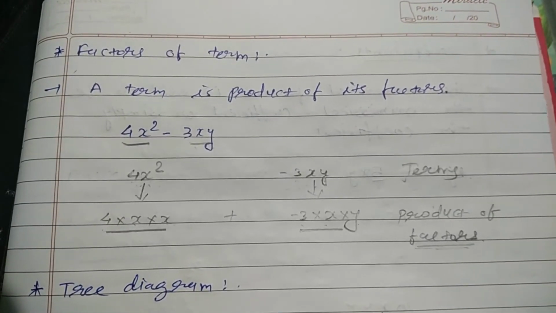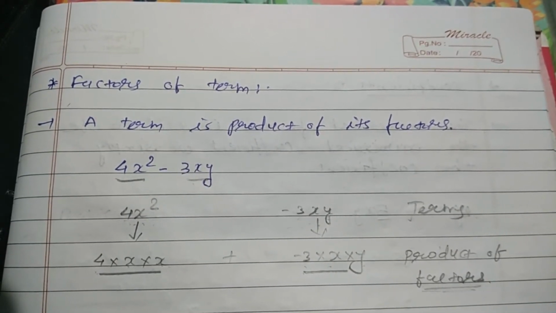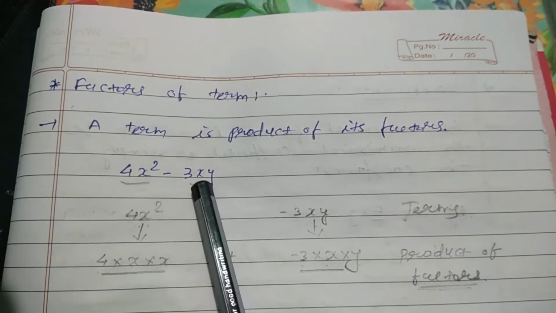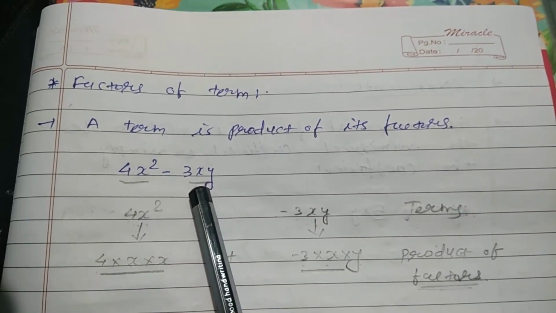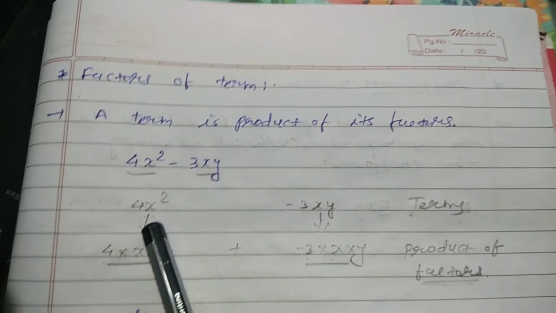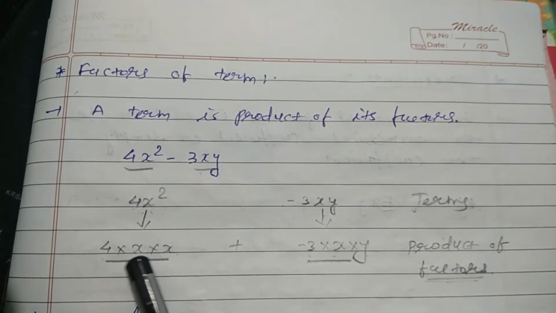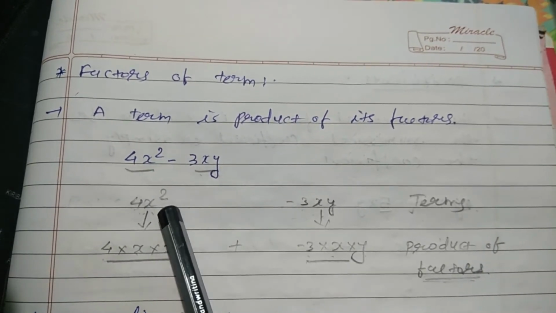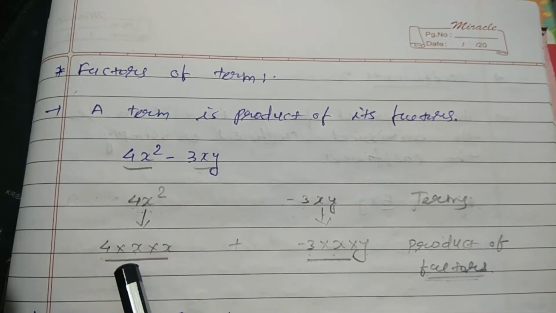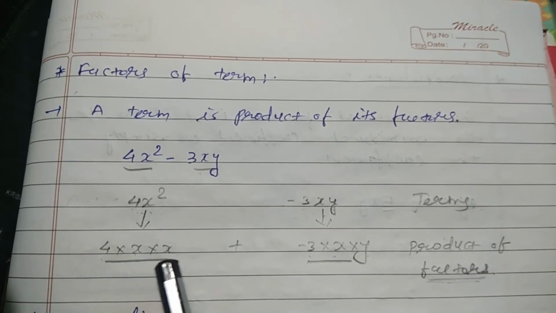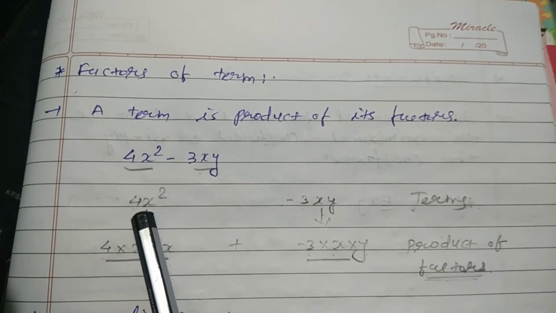Next topic, factors of a term. A term is a product of its factors. If we take one example, 4x square minus 3xy, here there are two terms, 4x square and minus 3xy. Now how is this 4x square formed? When we multiply constant 4 with variable x, again with variable x, we get 4x square. That means 4x square is nothing but a product of factors 4, x and x. So that's why 4, x and x are the factors of the term 4x square.